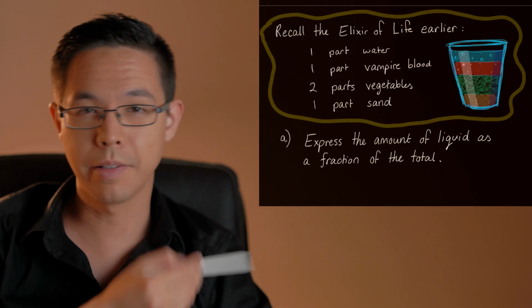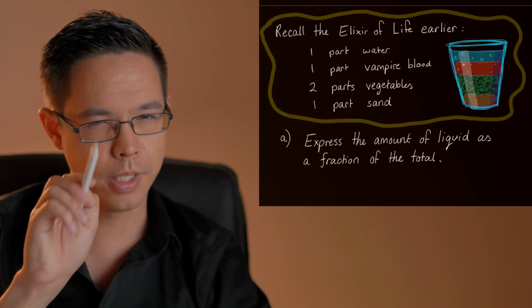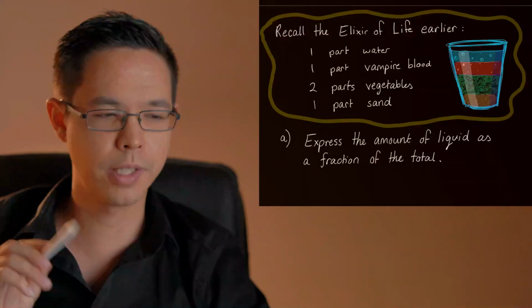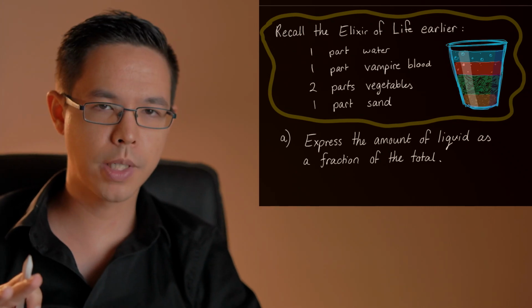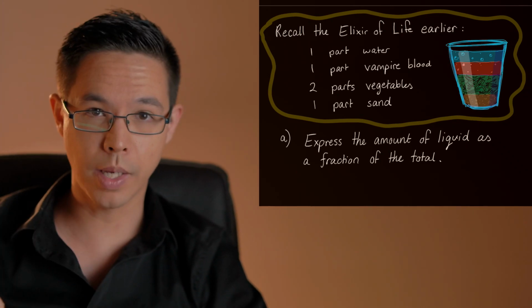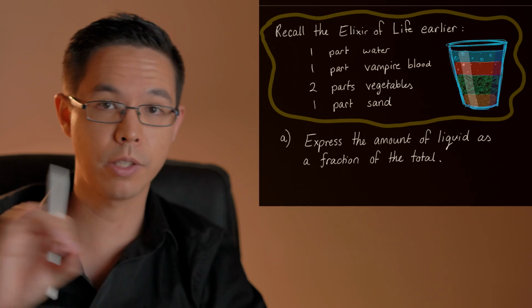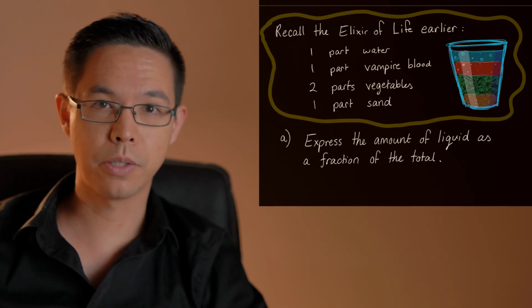So here it is again, the elixir of life and the basic ingredients. Again, don't make this at home. Don't try and drink it. I'm sure you'll die. Here I've tried to show you an example where you have to interpret a whole lot of information in written form, and then convert that into mathematical form.